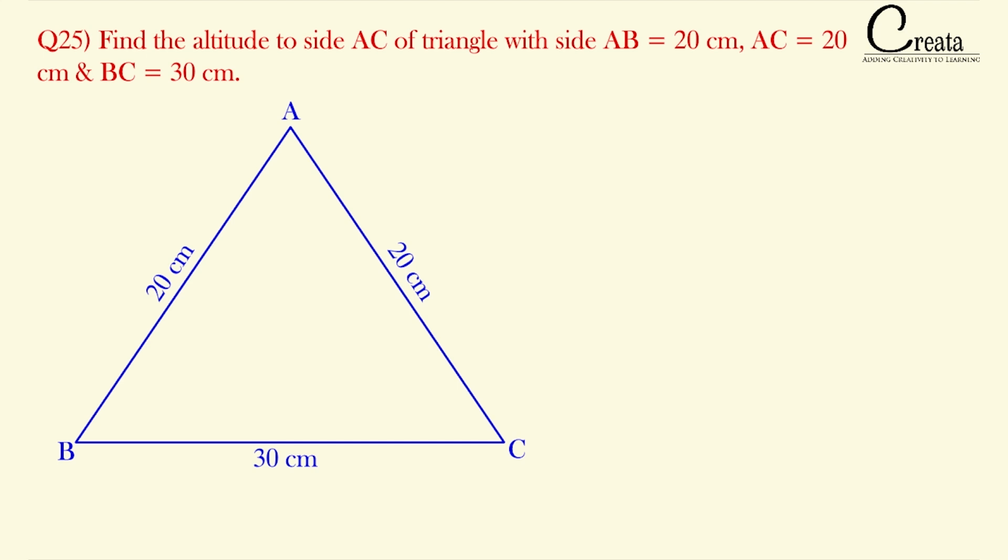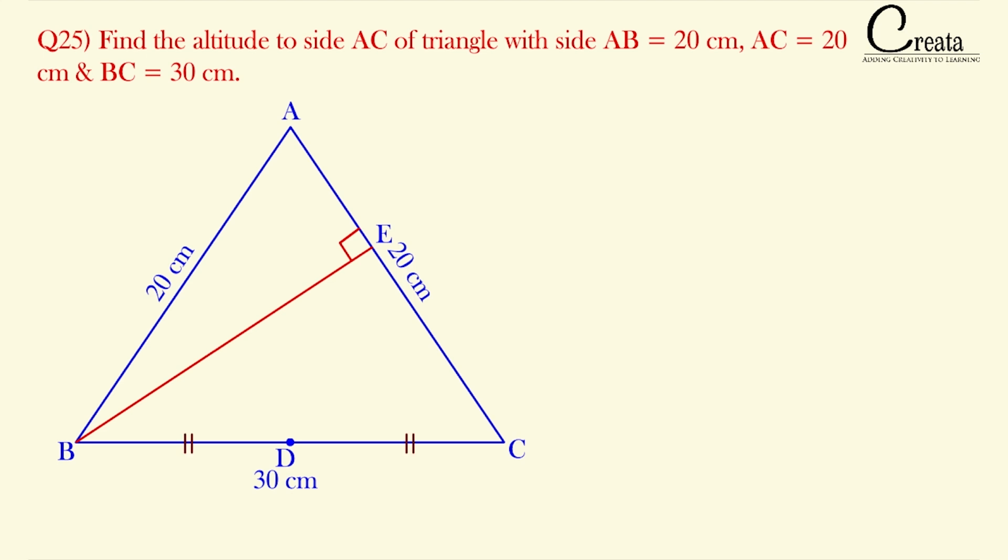And we know what an altitude is. An altitude is a line segment that starts from the vertex and is perpendicular to the opposite side. And we have to calculate the length of the altitude to the side AC. Means we have to calculate the length of this line segment, that is BE. Okay, BE is perpendicular to AC. Moving further, let's locate the midpoint of BC as point D. Point D is the midpoint of BC.